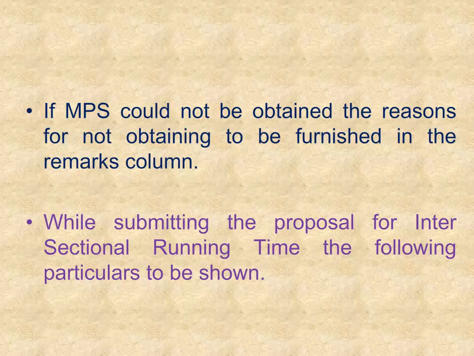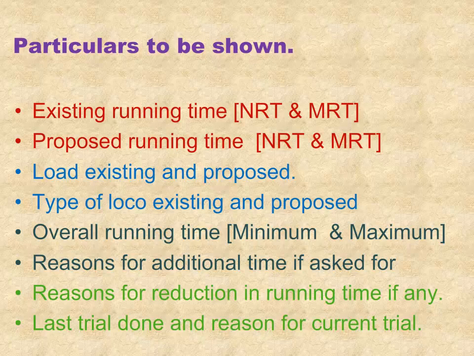While submitting the proposal for intersectional running time, the following particulars are to be shown: existing running time, normal running time and minimum running time; proposed running time, that is normal running time and minimum running time; load existing and proposed; type of loco existing and proposed; overall running time minimum and maximum; reasons for additional time if asked for; reasons for reduction in running time, if any; last trial done and reasons for the current trial.